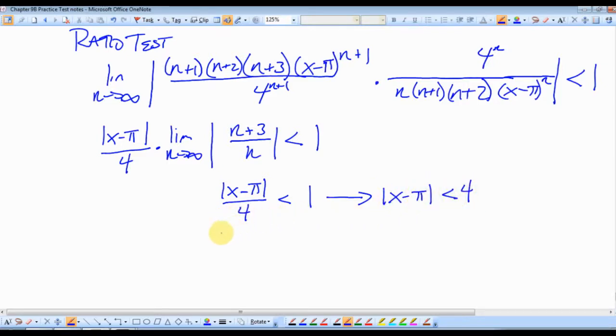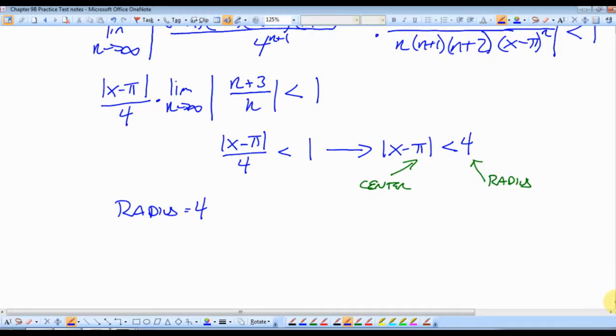So this is the end of the problem because now you can read center and radius. Center, radius. So radius equals 4. Again, we're going to continue the problem because it never hurts to have more practice here. So we're going to check our endpoints here.